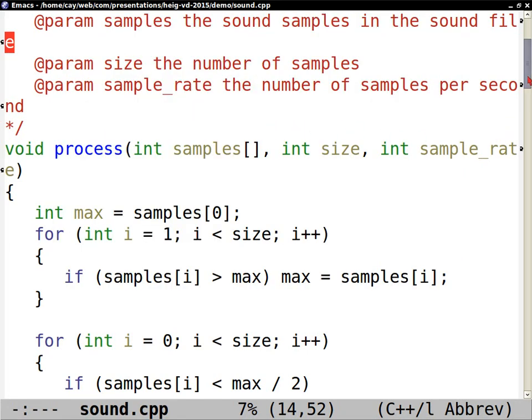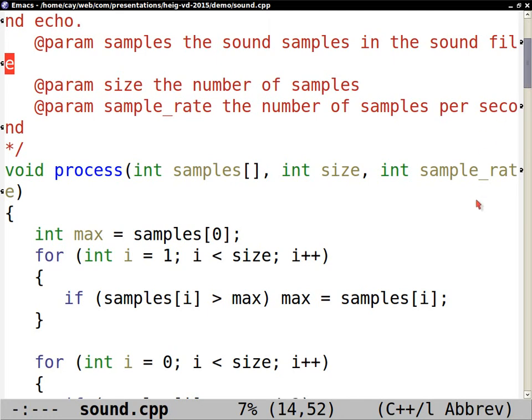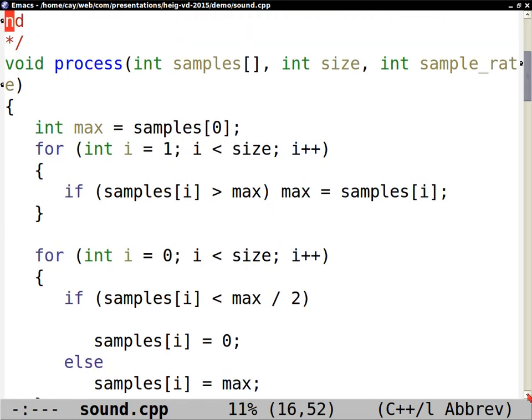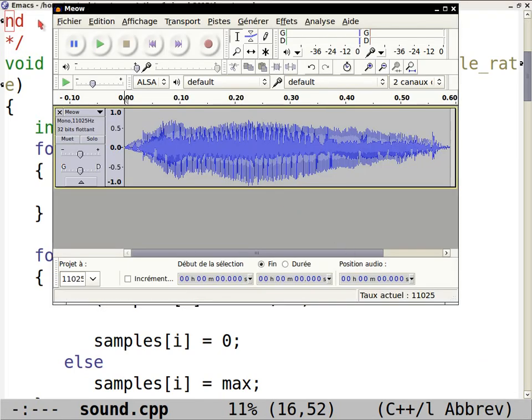So what I'm going to do with it is, you know what sound is? It's some value at every point in time. I'm first going to compute, and this is the lab that the students have to do, I've done it for you. I'm going to compute the maximum of the sound, and then for everything that's less than half of the max, I'm going to set it to zero, and otherwise I'm going to set it to the max. So when you do that, it's easy enough to see how the sound will look.